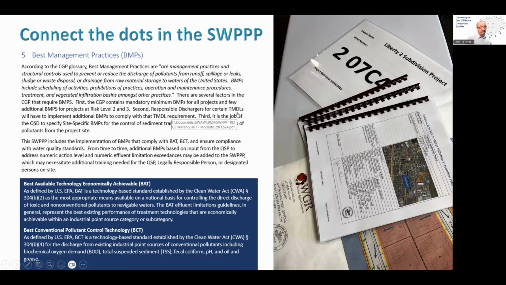There are great standards out there. CASQA for years has been the gold standard and still is of BMP fact sheets. For those of you who might not understand the acronym, California Stormwater Quality Association, CASQA. They have very good BMP fact sheets. But what I see a lot of SWPPP writers do is take the entire library of the CASQA BMP fact sheets and put it into an appendix.